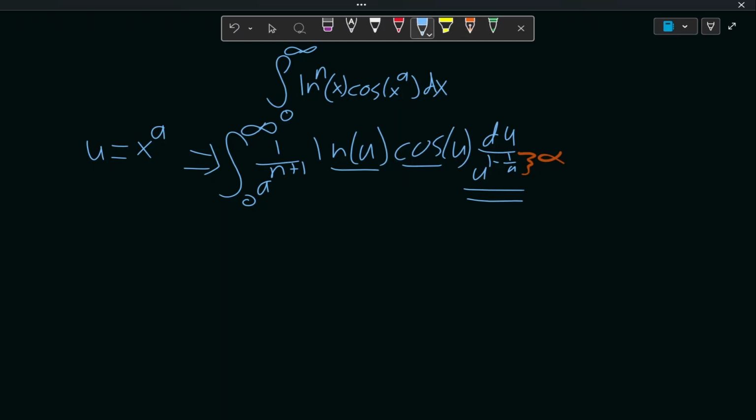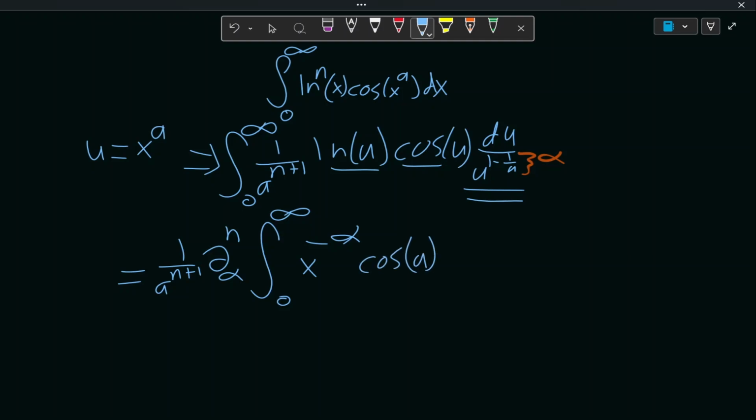So we can say that this right here is 1 over a to the n plus 1, and then we can say it's also the partial derivative with respect to alpha, n times, of the integral from 0 to infinity of u to the minus alpha, and then the cosine of u right here, du.